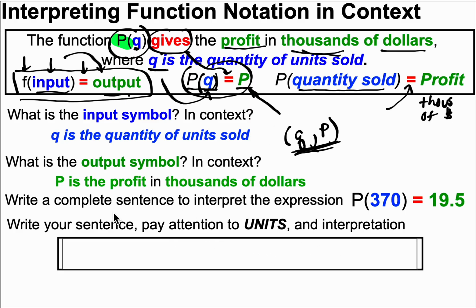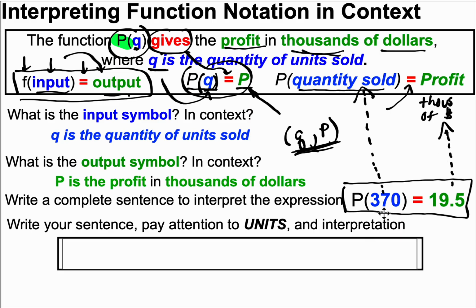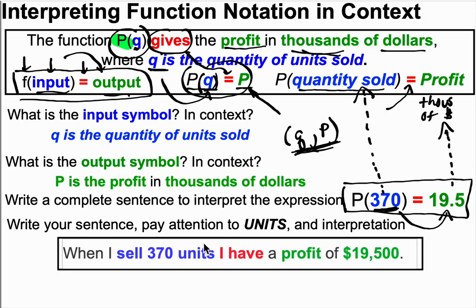So now it says write a complete sentence to interpret this expression. We're given P of 370 is equal to 19.5. All right, so the thing inside the parentheses is my input. We know that input is quantity sold. And then we know my output is profit in thousands of dollars. So when I sell 370 items, it gives me a profit of $19,500.